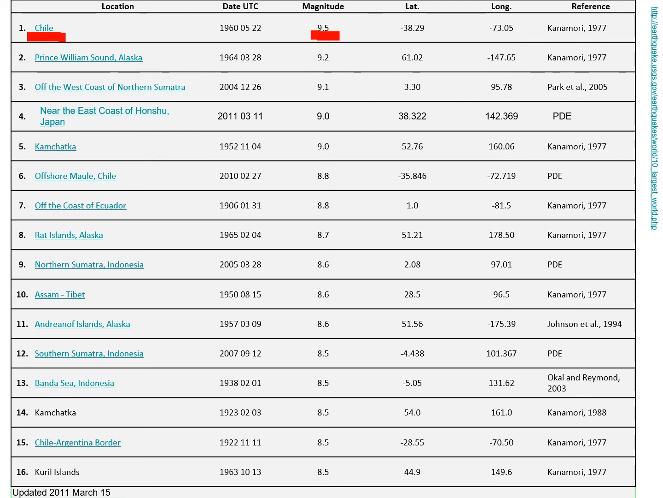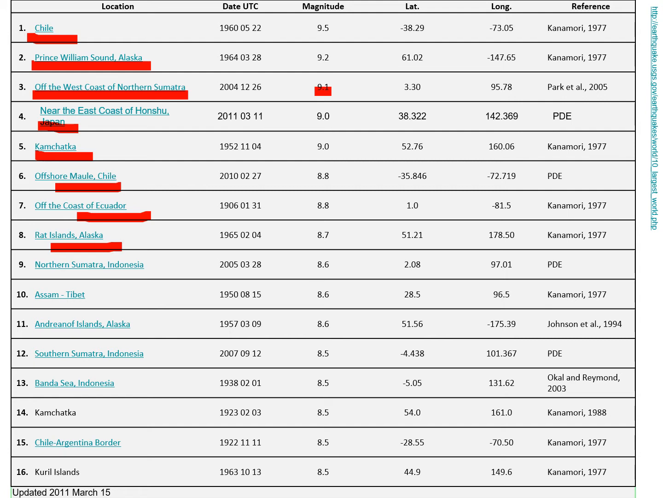Now, if we look at the location for where all of these are, again, Chile in 1960, that 9.5 earthquake, that one is along a subduction zone. Prince William Sound back in 1964, also a subduction zone. Sumatra, again, here they have it ranked as number 3, but subduction zone. And then let's look at the trend here. Subduction zone, subduction zone, subduction zone, subduction zone, subduction zone, subduction zone. Do you see a trend yet?